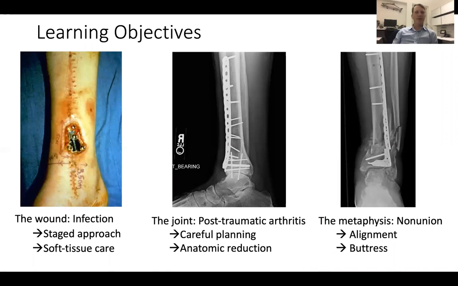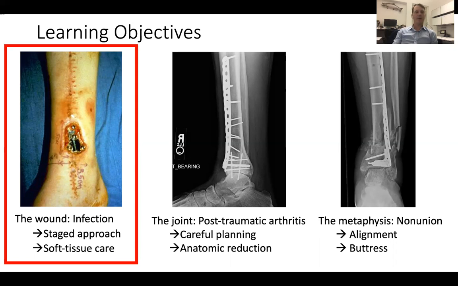These are the main learning objectives. The first, to avoid infection, we want to use a staged approach and meticulous soft tissue handling. To prevent post-traumatic arthritis, we have to develop a really thoughtful and careful preoperative plan in order to achieve an anatomic reduction, which will not eliminate the risk of post-traumatic arthritis, but certainly can reduce the risk. And then we'll talk a bit about the metaphysis, the importance of restoring alignment and an appropriately applied buttress plating.